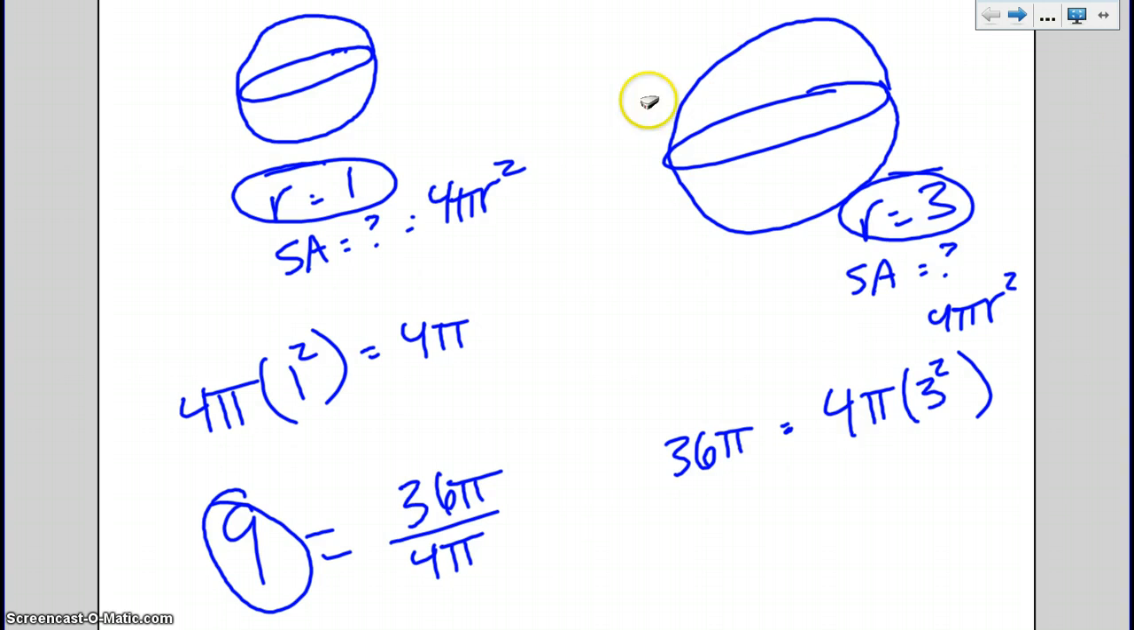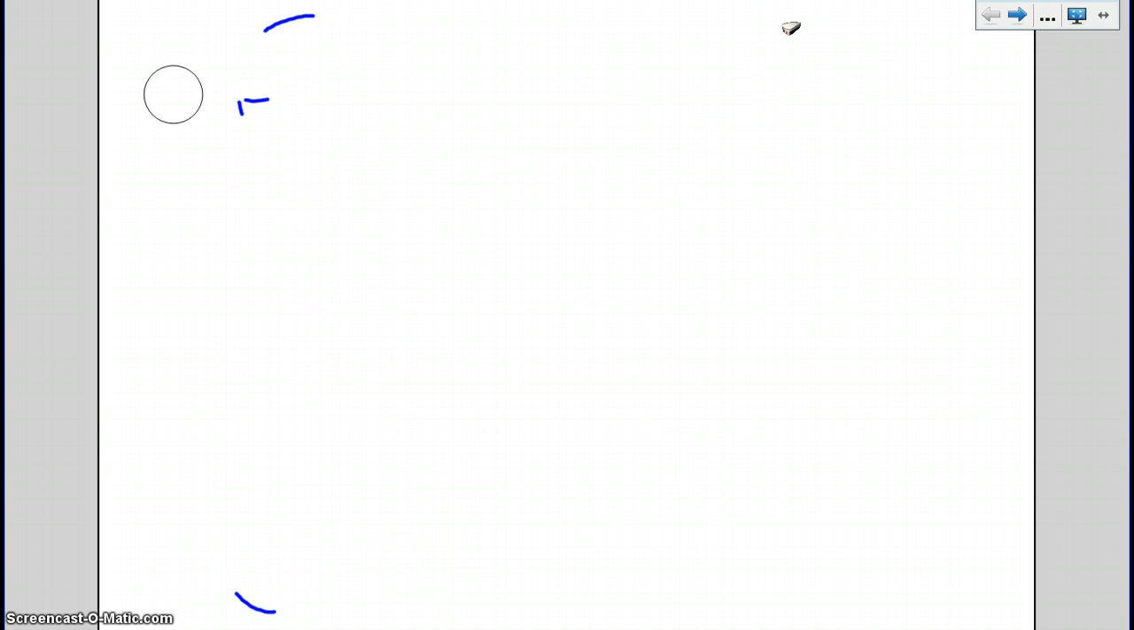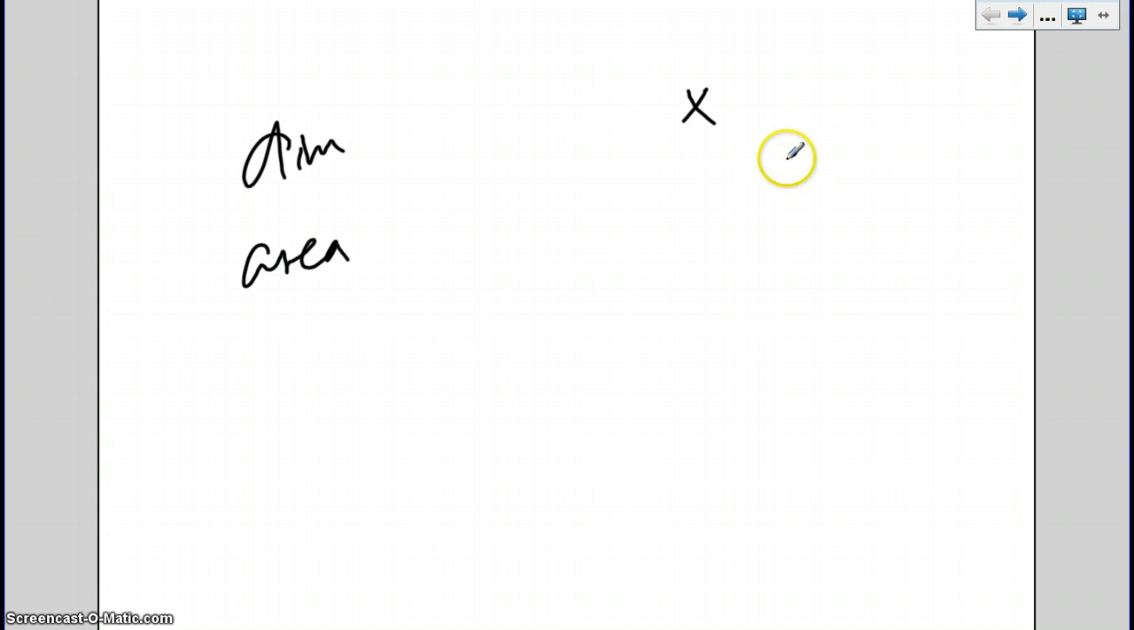That's my proof to show you that in my chart I have dimensions with a scale factor. The area will change by a scale factor squared, and my volume will change by that same scale factor cubed. Now this only works if all of my dimensions change with the same scale factor. All of my dimensions have to change by the same scale factor.